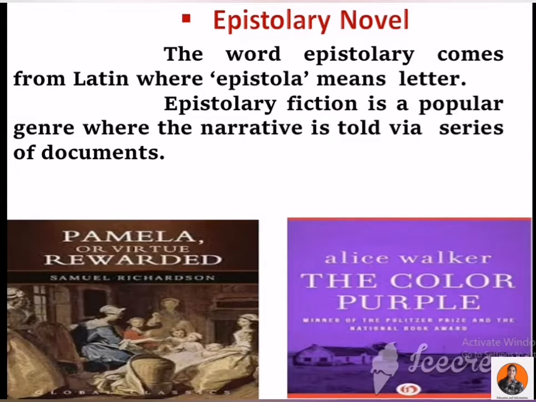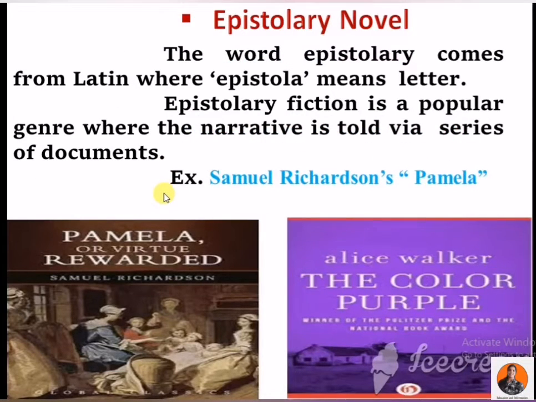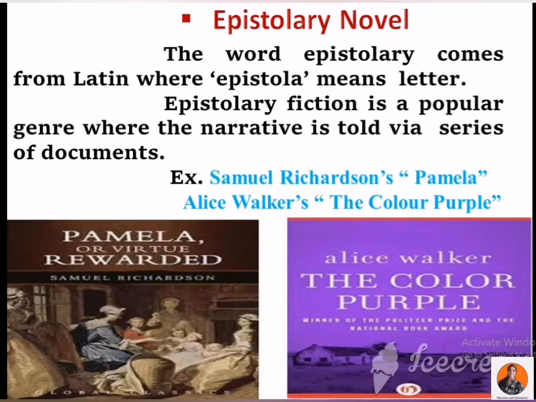Epistolary fiction is a popular genre where the narrative is told via a series of documents. We are very familiar with it, and we are very fond of web series now. The same kind of letters, a sequence of scenes in a novel, is going on. For example, Samuel Richardson's Pamela and Alice Walker's The Color Purple.